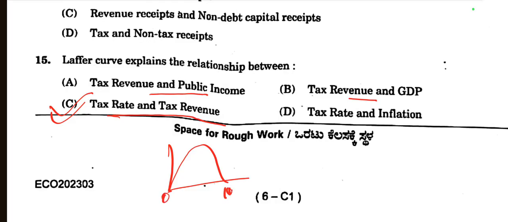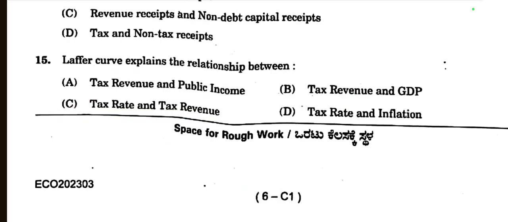First one is 0 and it goes to 100% tax rate. When tax rate increases, tax revenue also increases, then it comes to a maximum point. Then if we raise the tax rate further, the tax revenue would reduce. So this is the shape of an inverted U. It is the relationship between tax rate and tax revenue, the Laffer curve. Option C is the right choice.